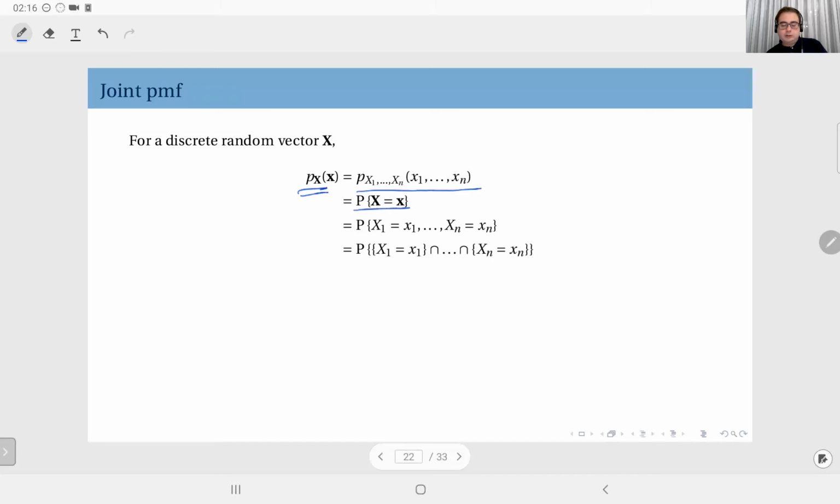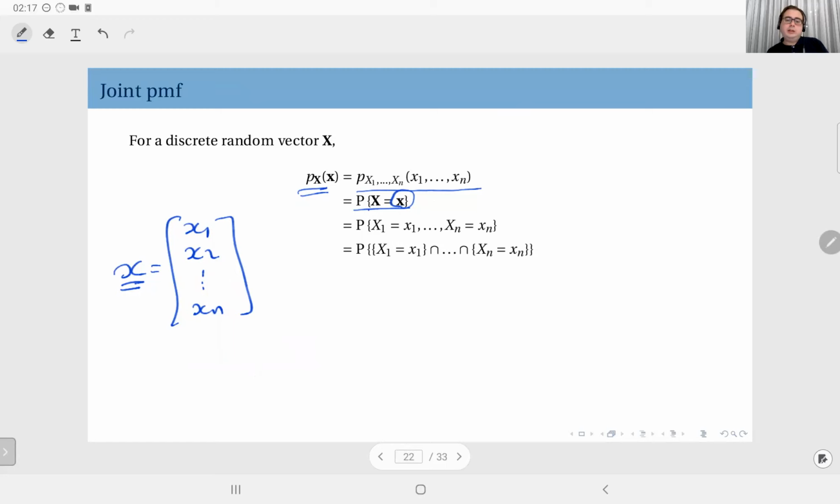So the joint PMF P sub x is defined as, well, this is an alternative notation, the probability that the random vector X equals the parameter x. This parameter here is a vector of parameters. I can represent it like this in handwriting: x1, x2, a vector of values, parameters, not random variables, but just values. So this is the definition of joint PMF.